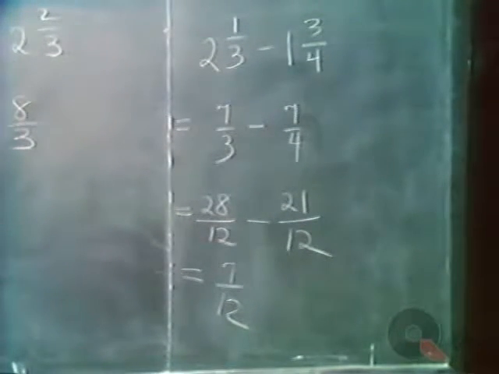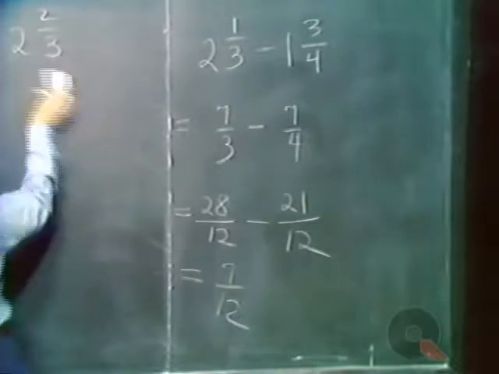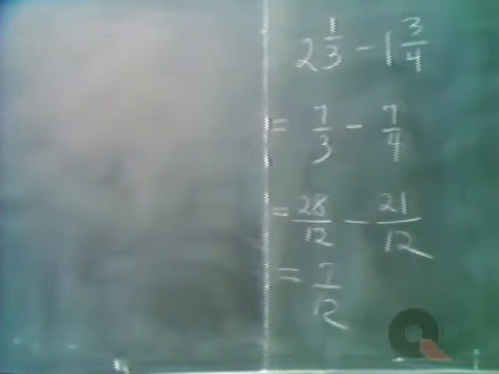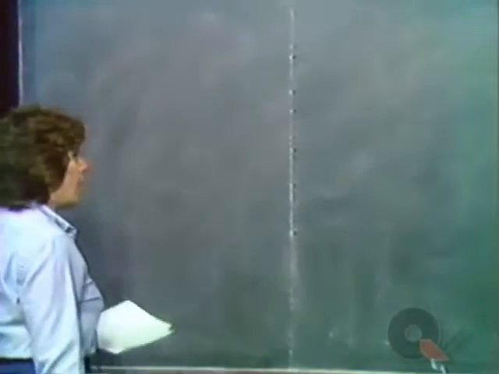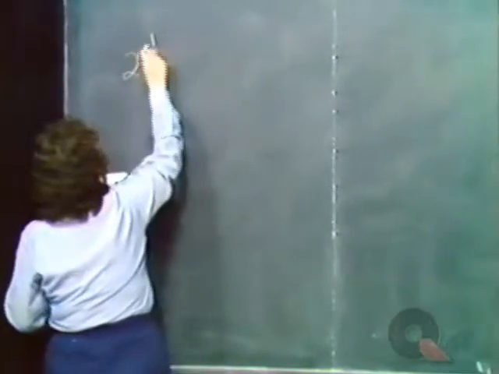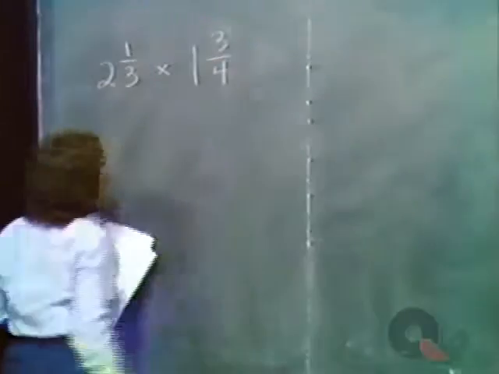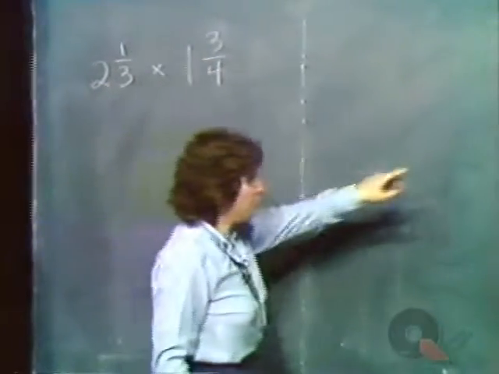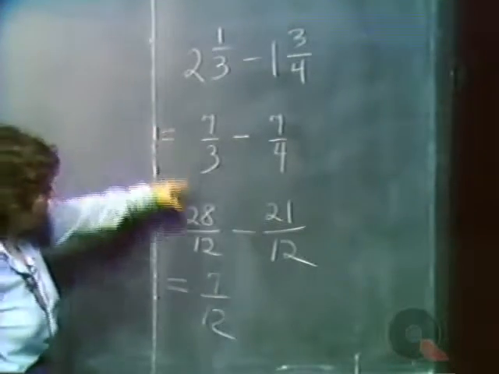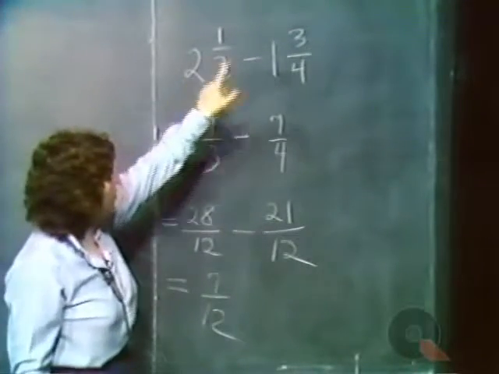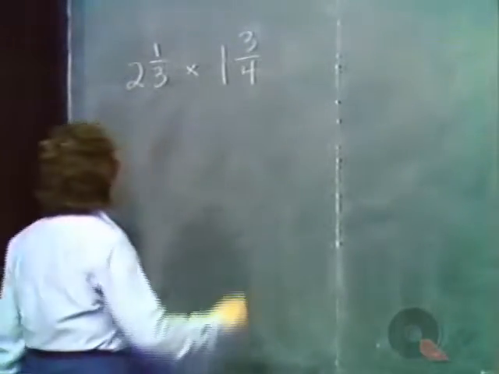I just want to do a multiplication and a division with you as well on the mixed numbers, and that will bring us to the end of this tape. Okay, how about 2 1/3 times 1 3/4? The same example numbers that we used before. Here we were subtracting, and of course you should pay attention to what the arithmetic operation is. This was 2 1/3, take away 1 3/4. This is 2 1/3 times 1 3/4.